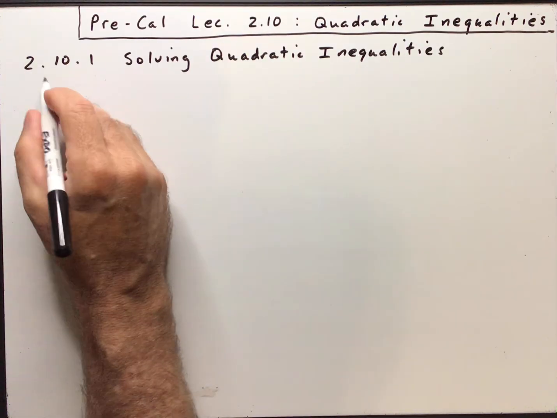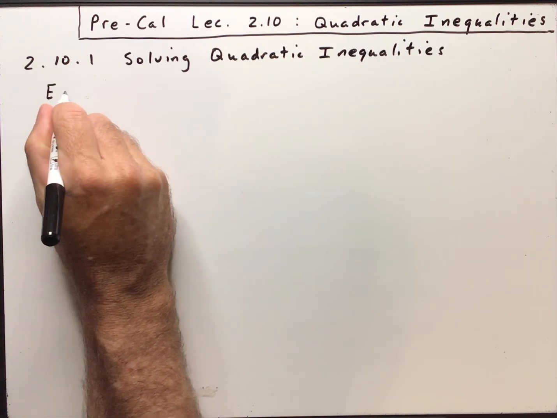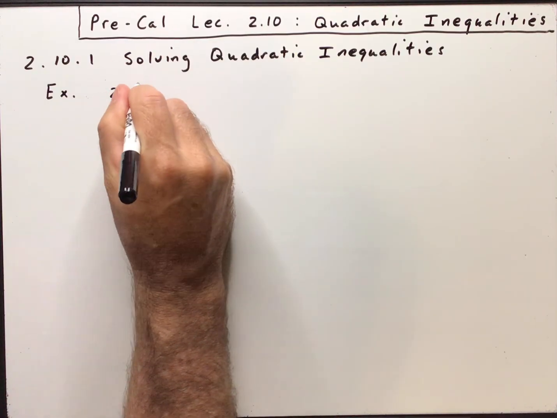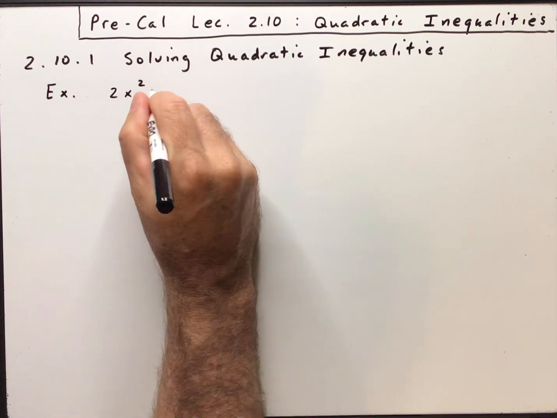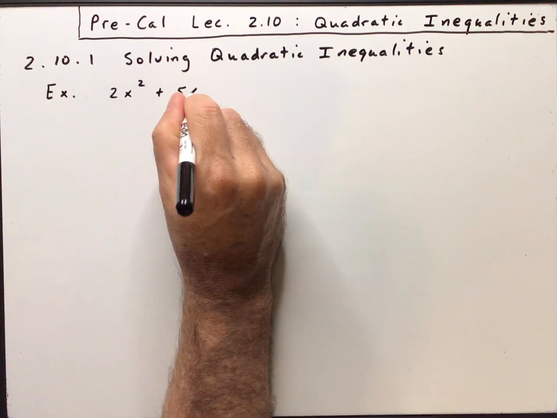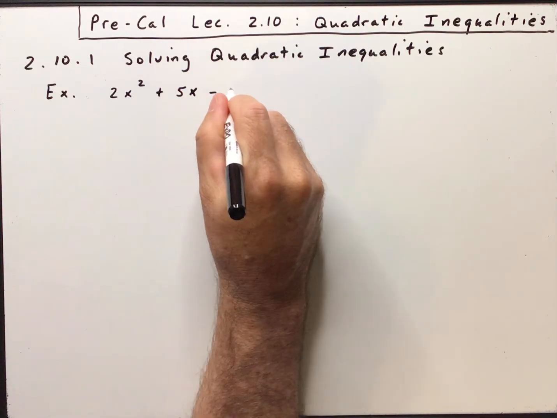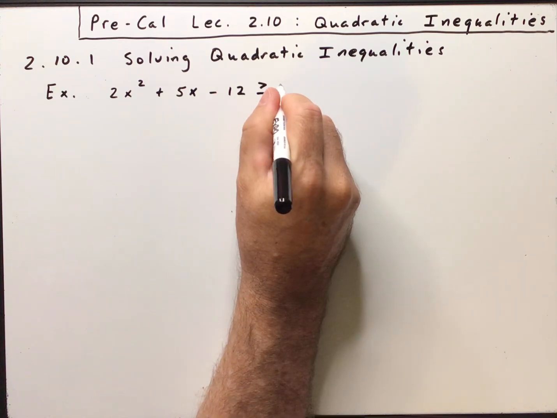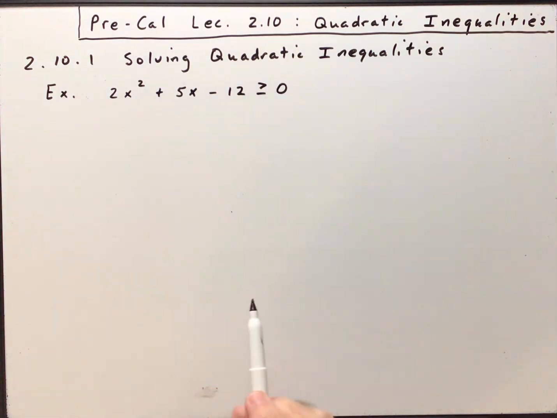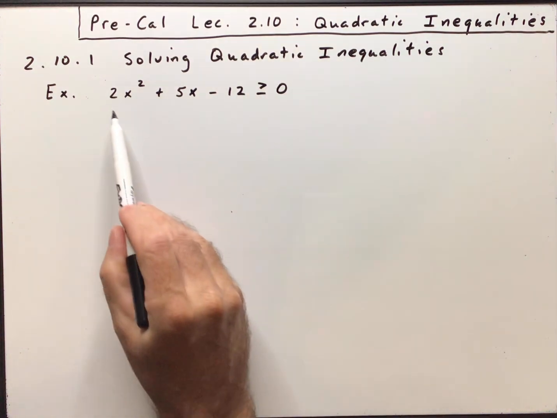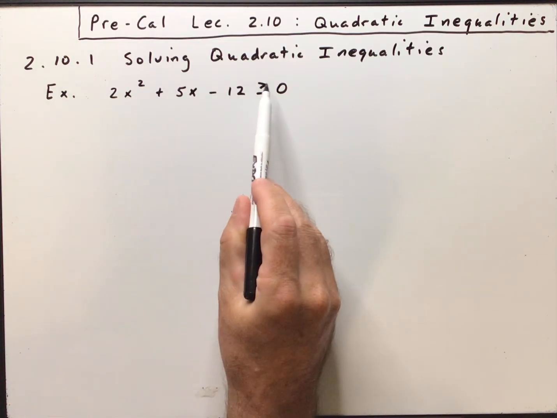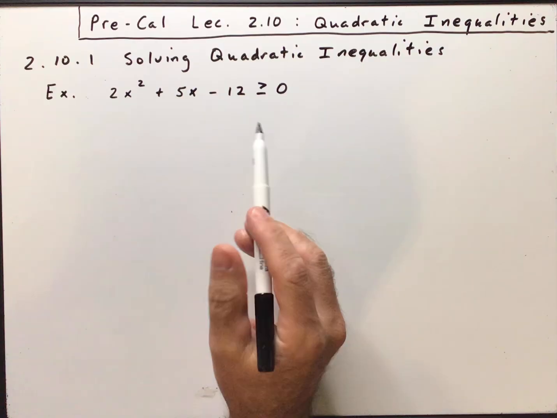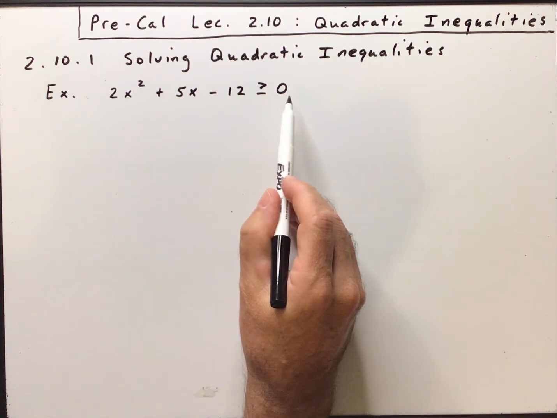All right, so we'll just go straight into the example problem. Let's say we want to solve 2x squared plus 5x minus 12 is greater than or equal to 0. So instead of finding x is equal to something exactly, with this inequality, what we're going to be finding is what range of values makes this statement true.